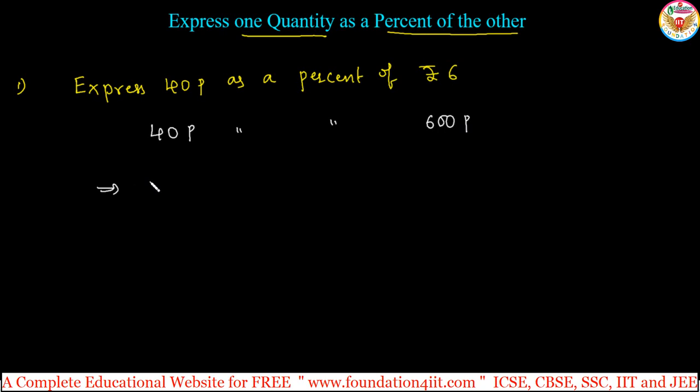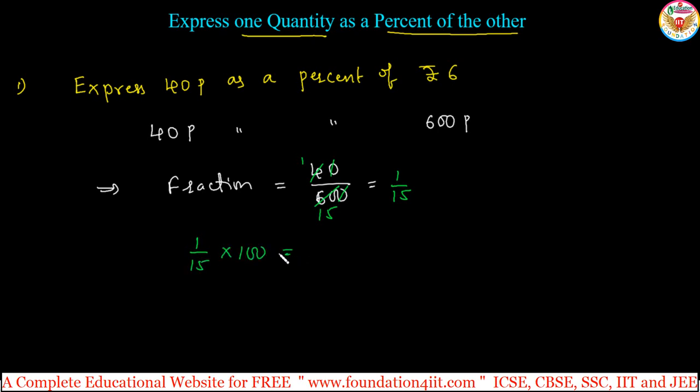Then first the fraction. According to this question, the fraction we can make is 40 paisa out of 600. Just note, we write the same units, so 40 by 600. You can write it in the simplest form: the zeros cancel, 4 times 1, 4 times 15. So 1 by 15 is the fraction. To convert the fraction into a percentage, you have to multiply by 100. So 1 by 15 into 100.